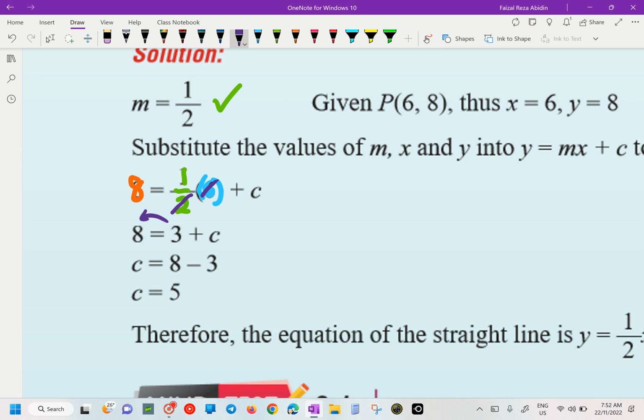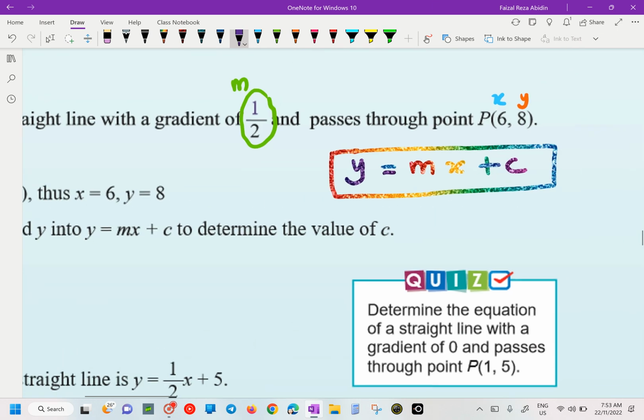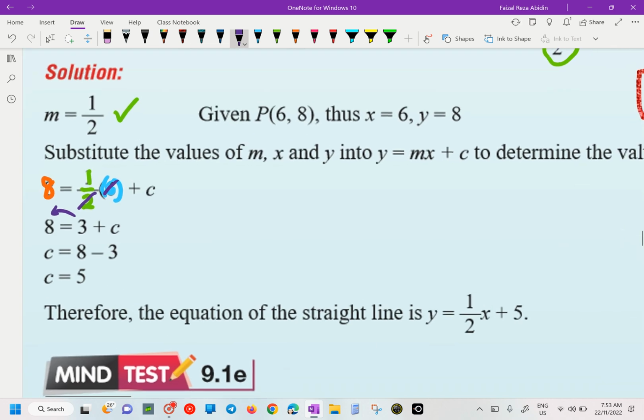Then substitute back into our equation y equals mx plus c, without the y and x values. The m value is 1 over 2, and the c value we just found is 5. Then we substitute over here, so you are going to get y equals 1 over 2 x plus 5.